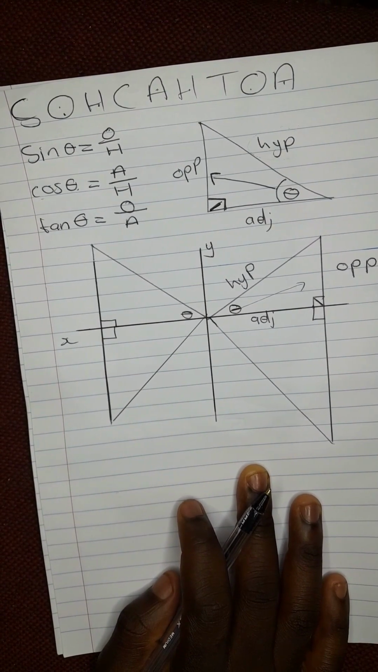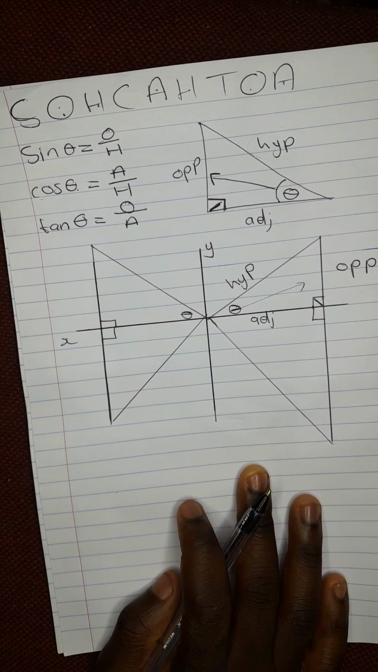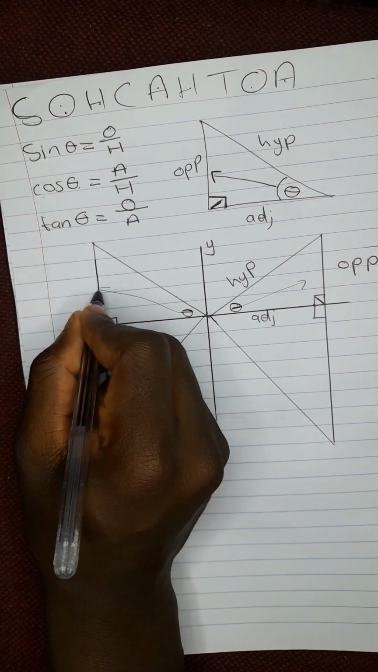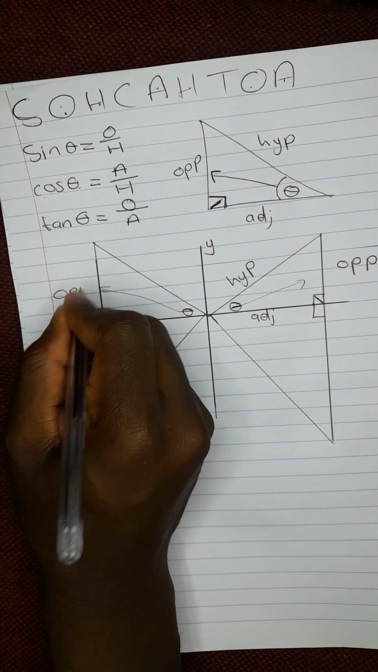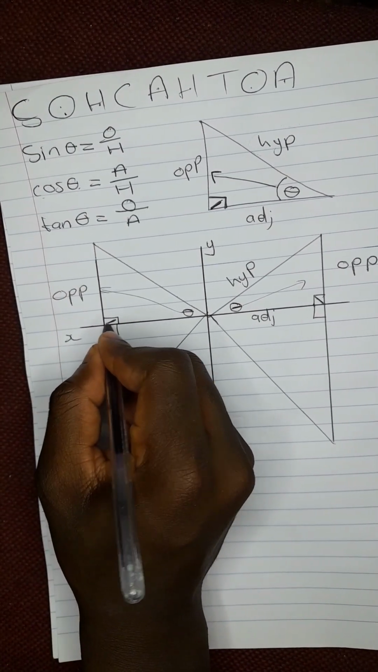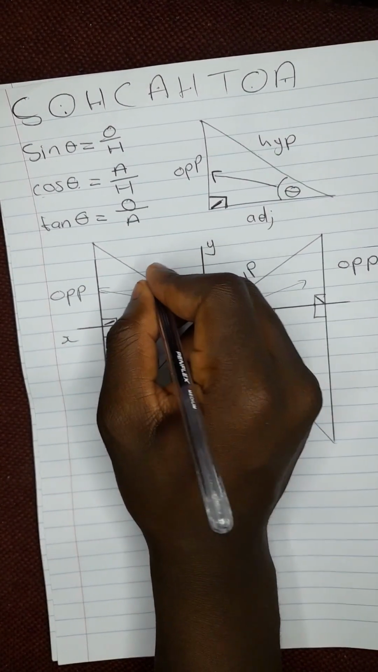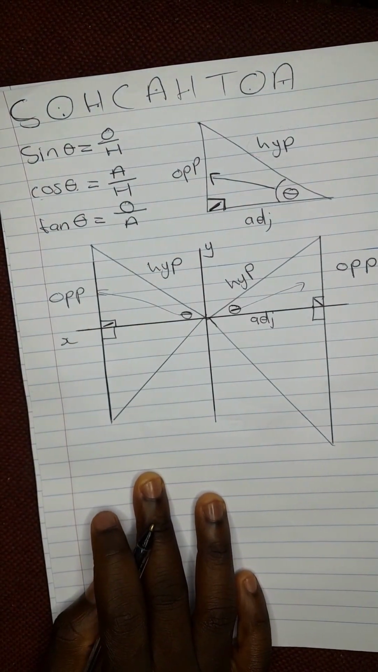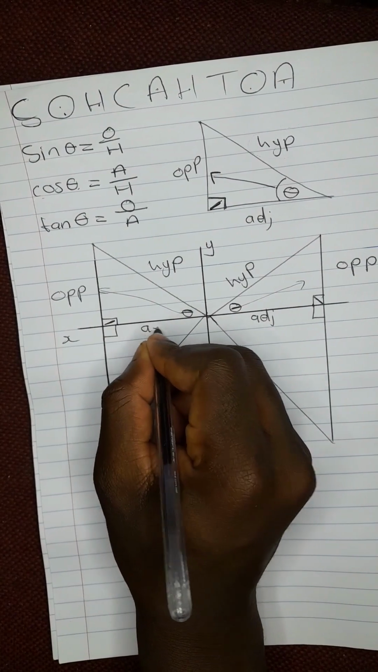Let's say here we also have our theta. I said that our angle points us to our opposite, meaning what? It points us to our opposite side. And our right angle points us to what? Points us to our hypotenuse, which is the longest side, and the remaining side is what? Is the adjacent.